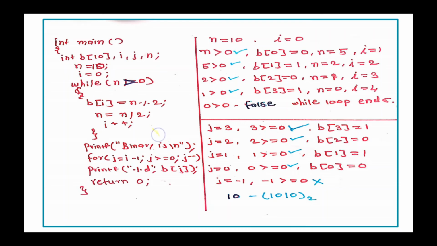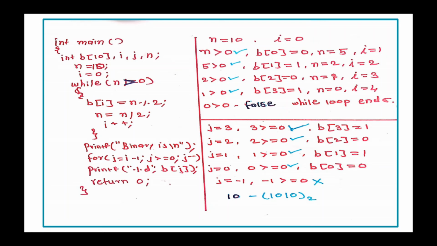Then go to the while condition again, 0 is greater than 0, condition is false, the while loop ends. Then go to the for loop, j is equal to i minus 1, i value is 4 minus 1, j value is 3. 3 is greater than or equal to 0, condition is true. Then a of 3 is equal to 1. Then j is equal to 3 minus 1, j value is 2. 2 is greater than or equal to 0, condition is true, and a of 2 is equal to 0.